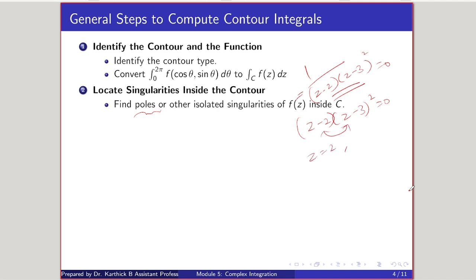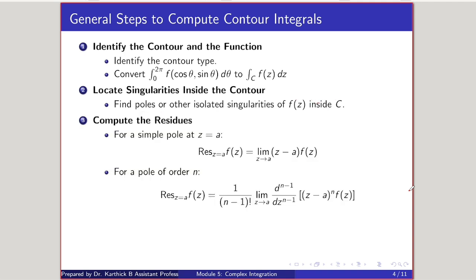So it can be 2 and (z minus 3) whole square equal to 0, so z minus 3 equal to 0, z equal to plus 3. So these are the poles. Okay, so on the next, if those poles are simple, then we have to find the residue for that pole.